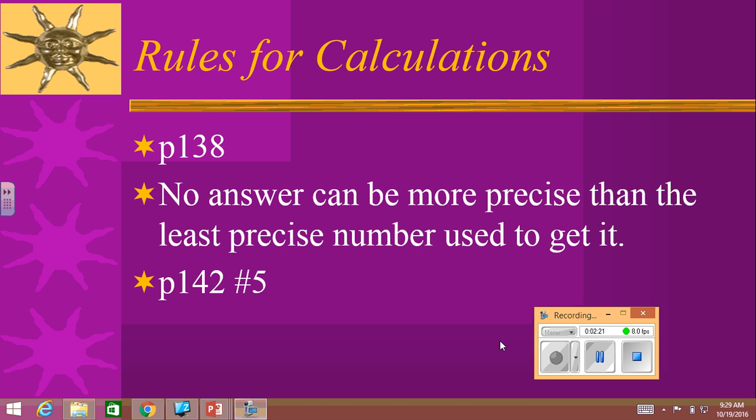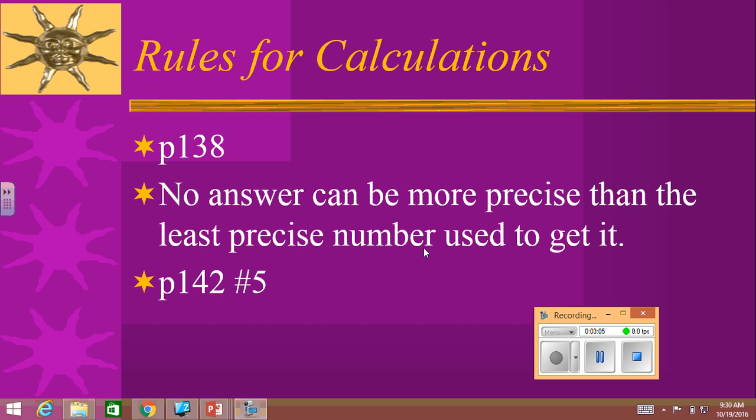So on page 142, number 5, this is a practice exercise, a review question exercise. It says, without doing the calculation, tell how many significant figures should be in each result. All right, so let's look at number 1, which is 3.2 plus 4.17 plus 1.243. And remember this rule right here, no answer can be more precise than the least precise number used to get it. So looking at those numbers, okay, 3.2 is only precise to one decimal place. Everything else is precise to more decimal places. So we would have to round this off to the first decimal place, which means there'd be two significant figures, the number in front of the decimal and then the one behind it.